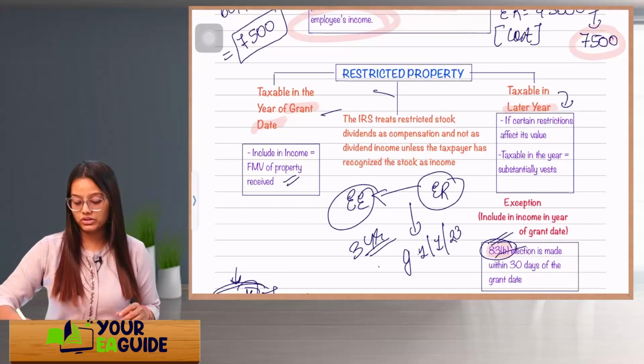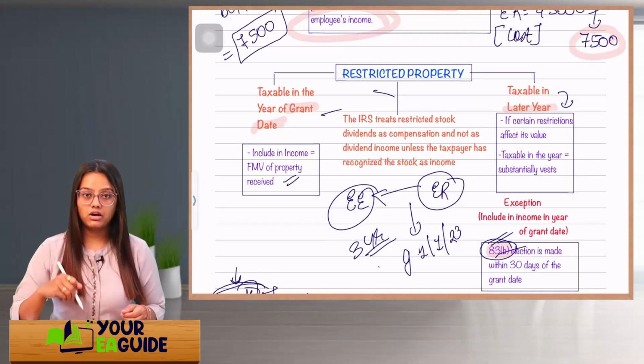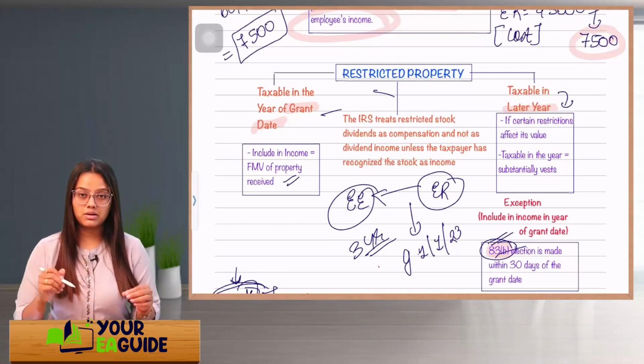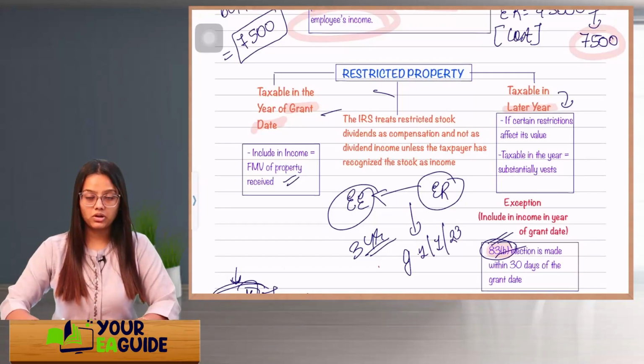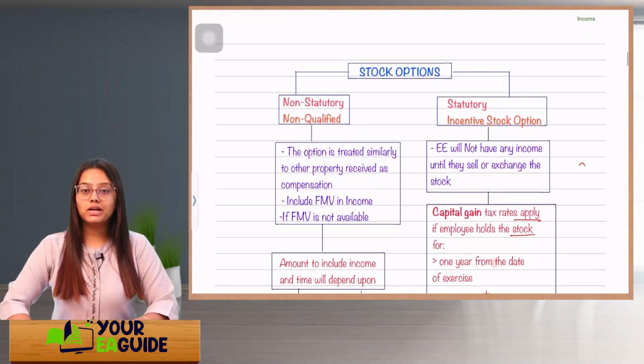But yes, if you make this election and record right now that this is the FMV and you are recording it as income, then it will be considered a normal dividend income. Okay, got it guys? Next one is stock option.